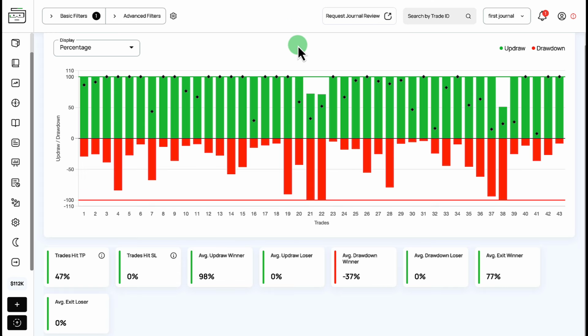Those are invaluable findings that you will not find any other way. So make sure that you use the exit analysis graph, make sure that you understand it, and that way you can unlock a whole new edge in your trading.